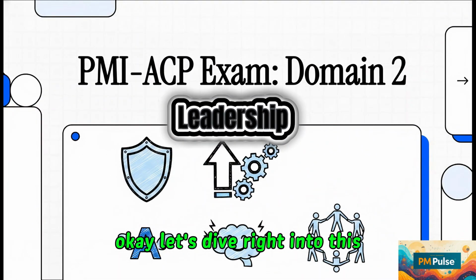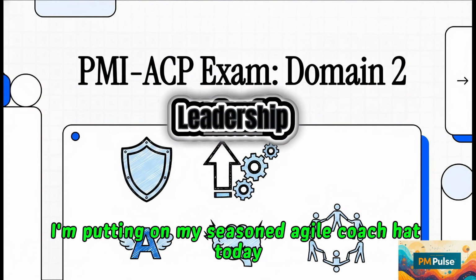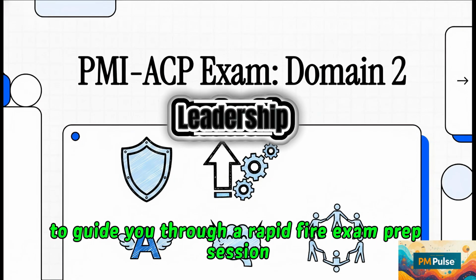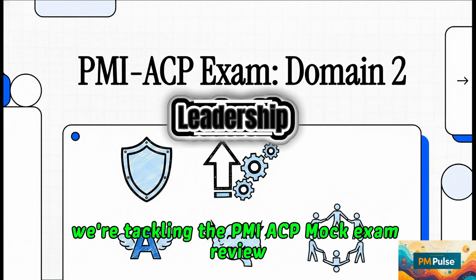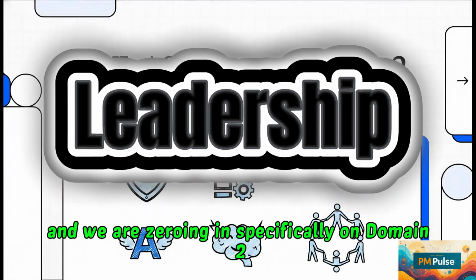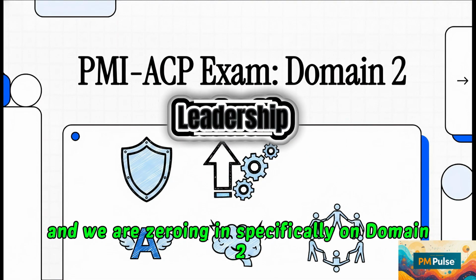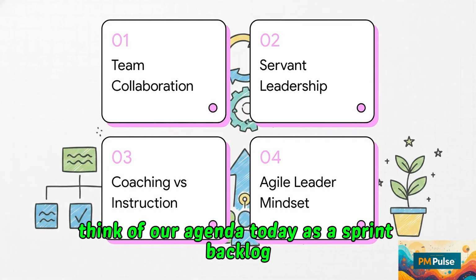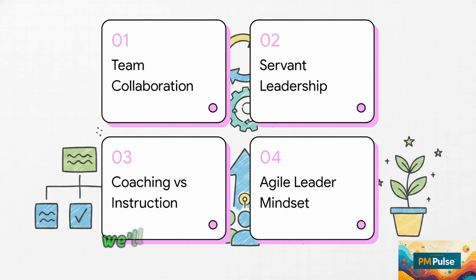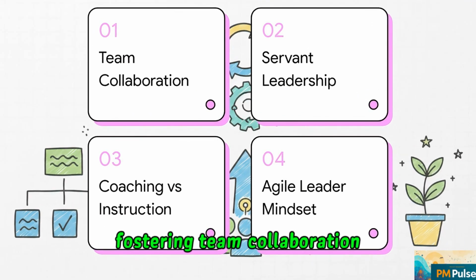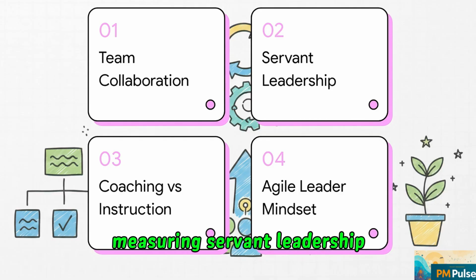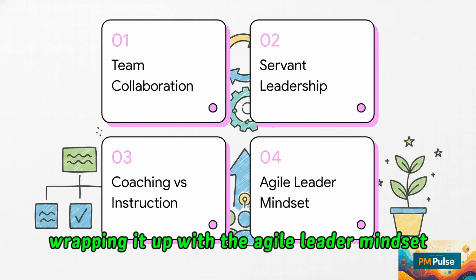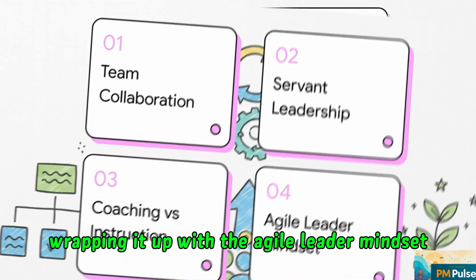Okay, let's dive right into this. I'm putting on my seasoned Agile coach hat today to guide you through a rapid-fire exam prep session. We're tackling the PMI ACP mock exam review, and we're zeroing in specifically on Domain 2, which is all about leadership. Let's get moving. Think of our agenda today as a sprint backlog. We'll be covering 4 key areas: fostering team collaboration, measuring servant leadership, coaching versus direct instruction, and finally, wrapping it up with the Agile leader mindset.